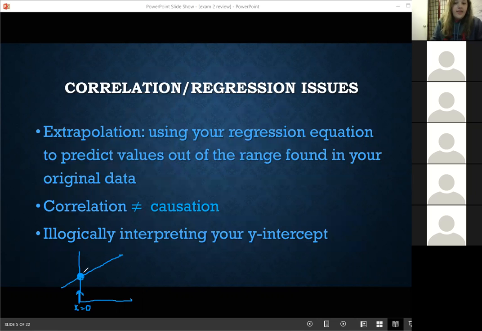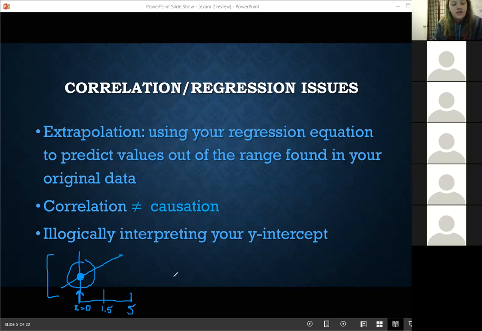And then the idea of illogically interpreting your y-intercept, this is, let's say we were talking about the amount of time in something. So let's say the amount of time that you spend, I don't know, brushing your teeth in the morning, and let's say the data that you got was anywhere from like 1.5 minutes to like 5 minutes or something. So when you find that, you want to make sure that if you didn't find data for 0 minutes, that's not going to be something you can interpret. You can't decide that, oh, for 0 minutes there's going to be a relationship with this y variable here. You can't do that because it doesn't make sense.